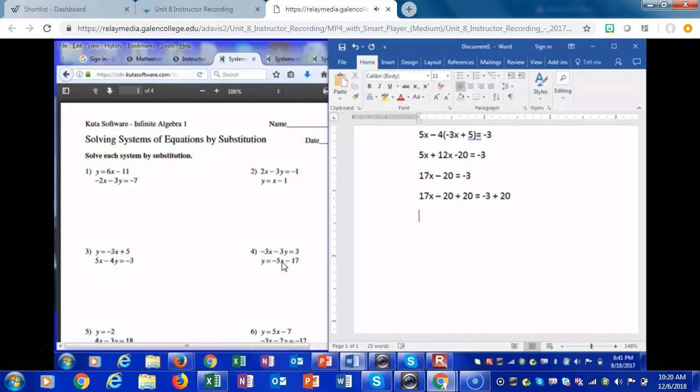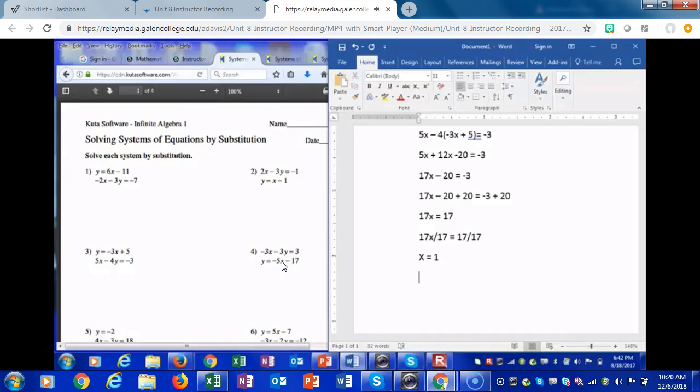In this area, two negatives did make a positive. But now here we have 20 minus 20. That cancels. We're left with 17x. 20 minus 3 on the right-hand side is just 17. And of course, 17x divided by itself, 17 divided by 17 is just 1. All right, so our first x is 1 as it relates to problem number 3.